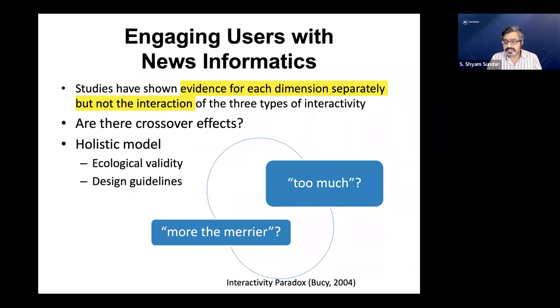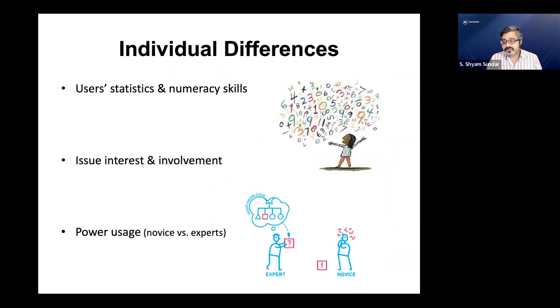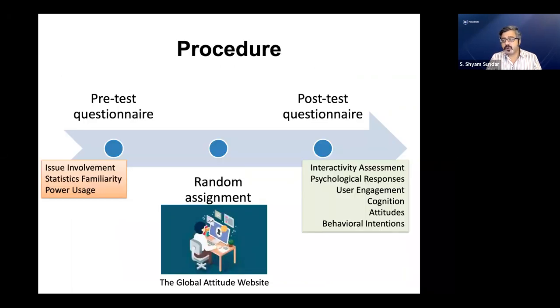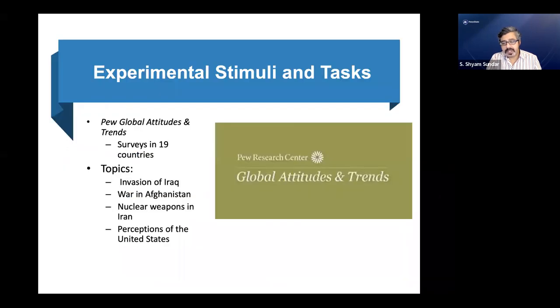While our prior studies have shown evidence for the effects of each type of interactivity, the current study explores their combination effects and wonders whether they are additive. We also test for individual differences, which I won't go over here, but you can find that in our paper. We conducted a between subjects experiment with 12 websites that we especially created for the study. The website pertained to global attitudes, and one of the 12 versions of the site was randomly assigned to each of the 166 participants. The site featured public opinion data from 19 countries pertaining to 4 international topics.